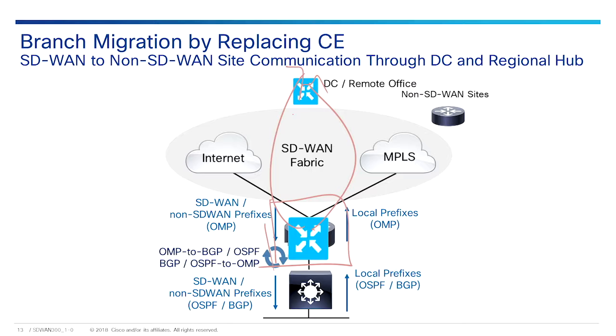These routes are redistributed locally from OMP into the local routing protocol. This way, the local LAN has all prefixes to other sites. The local LAN prefixes are announced first into the local routing protocol, then redistributed into OMP and sent to other sites, including non-SD-WAN sites. And this allows traffic to flow to the sites. Okay? So for example, the DC remote sites are going to have MPLS, and we're going to have that connected directly to it.